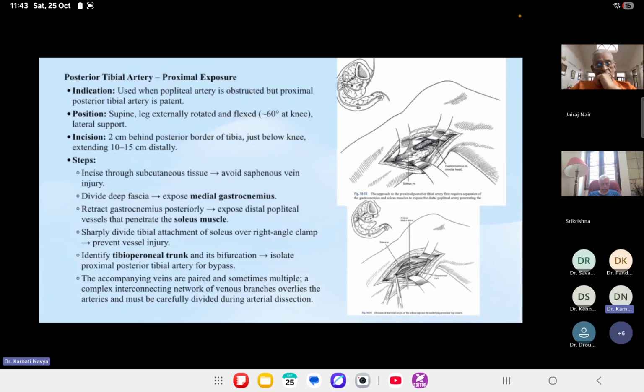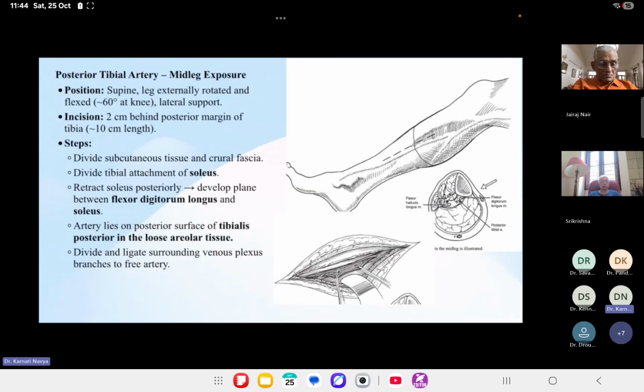Then identify the tibioperoneal trunk and its bifurcation. Isolate it proximal to the posterior tibial artery for bypass. The accompanying veins are paired and sometimes multiple. A complex interconnecting network of venous branches overlying the arteries may be present. They should be carefully divided during arterial dissection. Here, the second picture shows the division of the soleus muscle at its origin, and it should be done over a right angle clamp to protect the vessels underlying the soleus muscle.